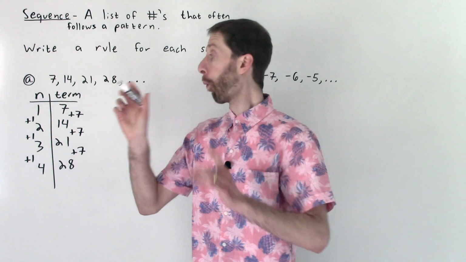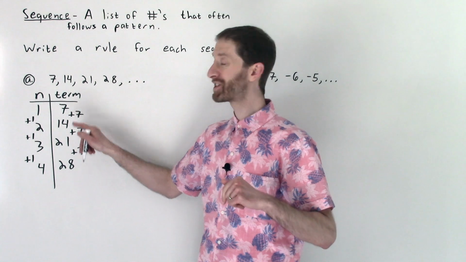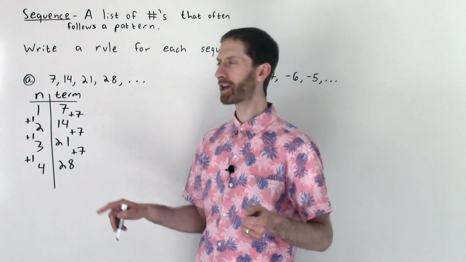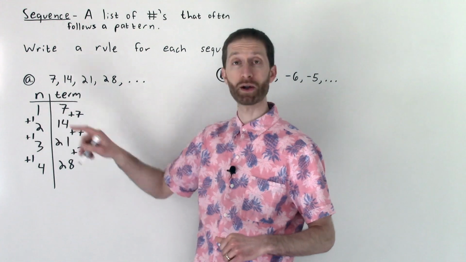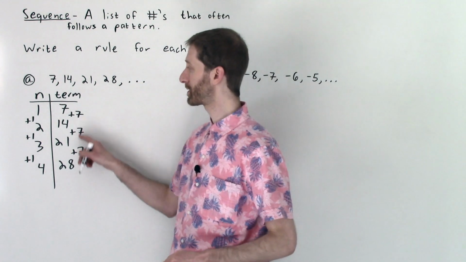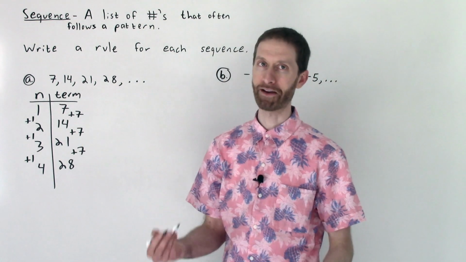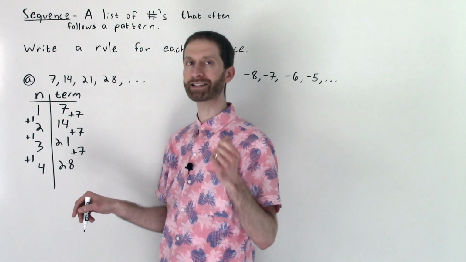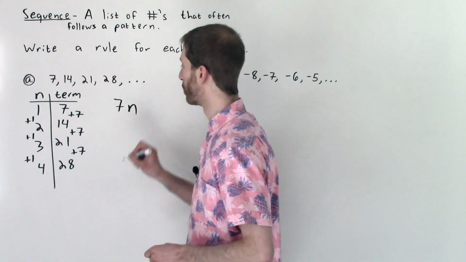For every one more we go in the n column, we go 7 more in the term column. So that sounds like we have 7 times the amount in the term column compared to the n column. So if I'm repeatedly adding 7, another way of looking at this, for every one n we go up, I'm multiplying n by 7. Isn't that cool? So for each n term up 1, we go up 7 repeatedly. That's 7 times the n term. And that's it. So that, folks, is your rule for the sequence.